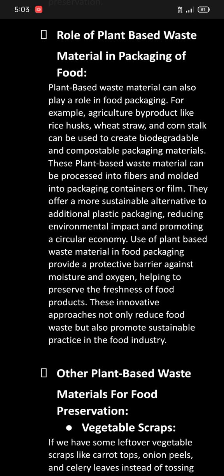Role of plant-based waste material in packaging of food. Plant-based waste material can also play a role in food packaging. For example, agriculture byproducts like rice husk, wheat straw, and corn stalk can be used to create biodegradable and compostable packaging materials. These plant-based waste materials can be processed into fiber and molded into packaging containers or film. They offer a more sustainable alternative to traditional plastic packaging, reducing environmental impact and promoting a circular economy.